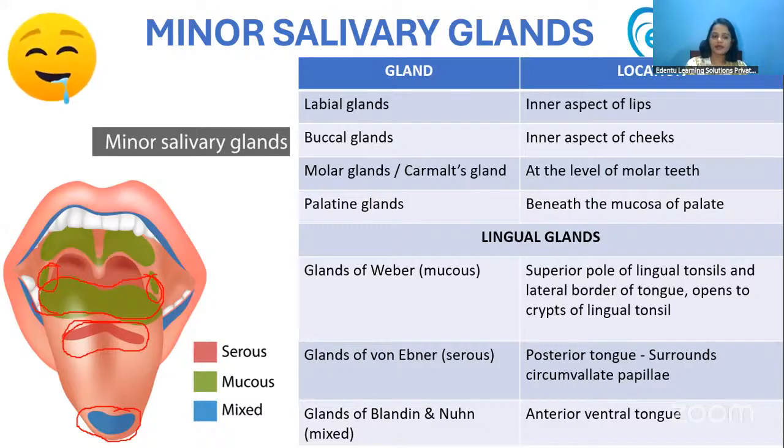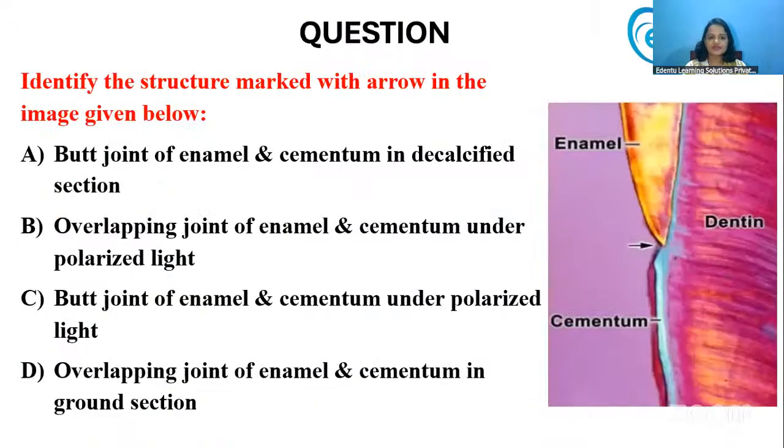The next question: identify the structure that is marked with an arrow in the image given below. This is enamel, this is cementum, this is dentin. What is this structure called? It is very evident from the image that it is the cemento-enamel junction. What are the types of cemento-enamel junction, and which type is shown here? That is the question.